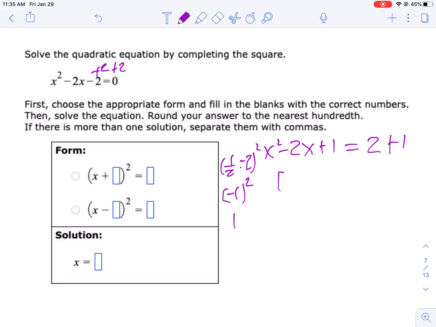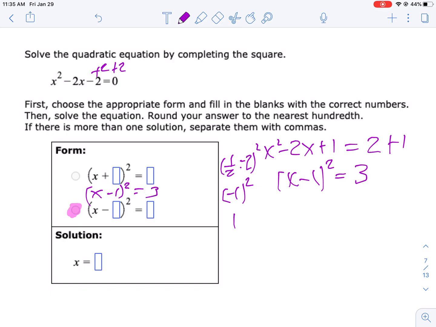So I make this a perfect square. The square root of x squared is x. In this case, I'm going to use the square root of 1 as negative 1, because your middle term is minus. And it's not squared. I almost forgot that. x minus 1 squared equals 3. That's what you're going to type in for your first form. So you're going to say x minus 1, the quantity squared, equals 3.